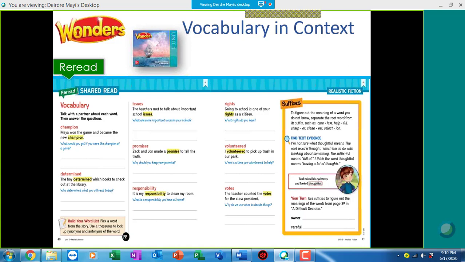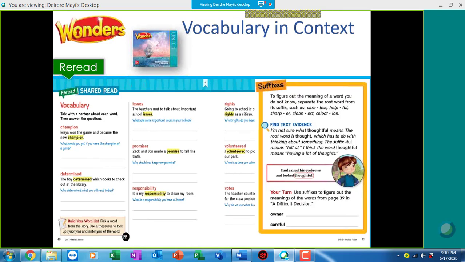Now, I mentioned before that the students were learning about suffixes. So as you see on the right side of the page, here is another opportunity for students to work with suffixes. Again, using the text as the source.